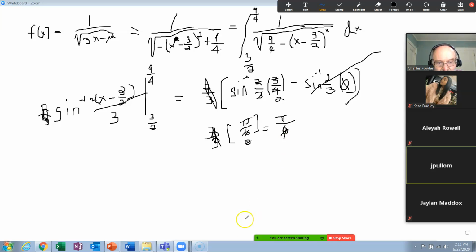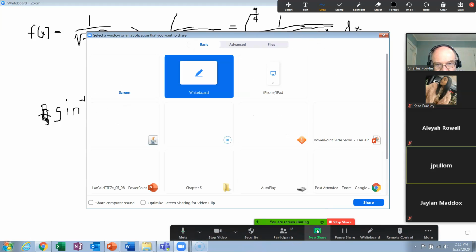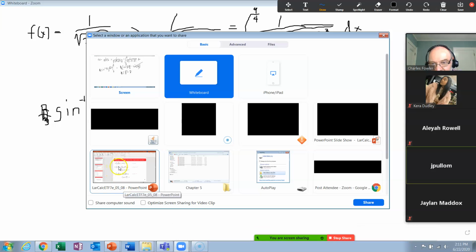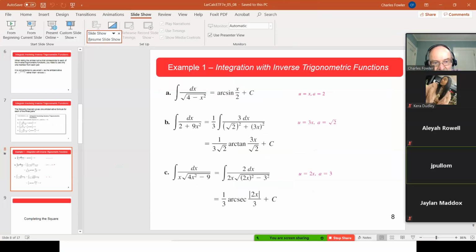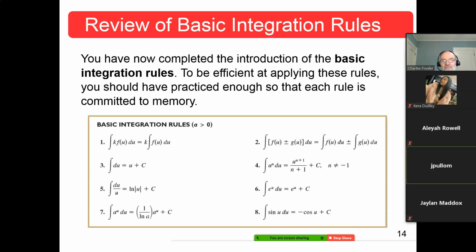So, finally through with that one, and we've got just a few minutes to go, so let's hit this while we can. Back to current slide. Okay, review of the basic integration rules. You now have completed the introduction of the basic integration rules.